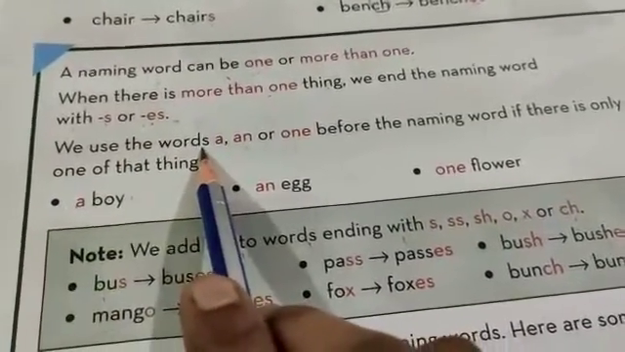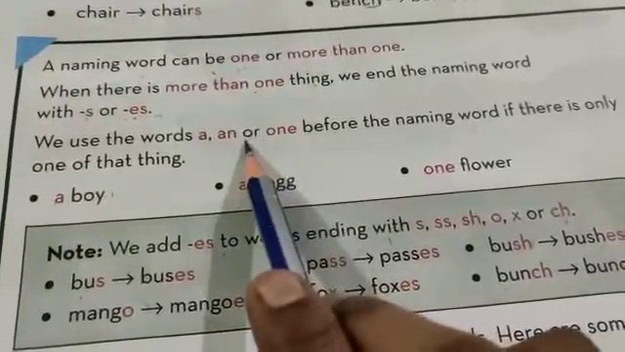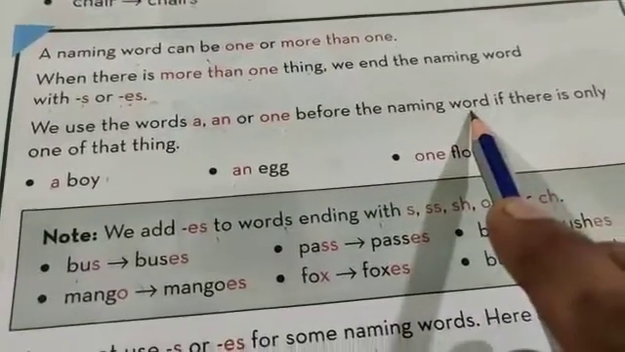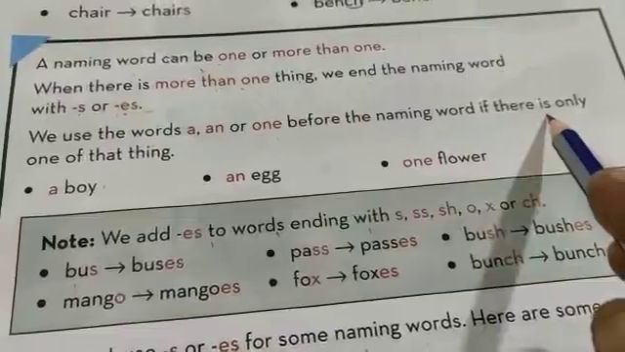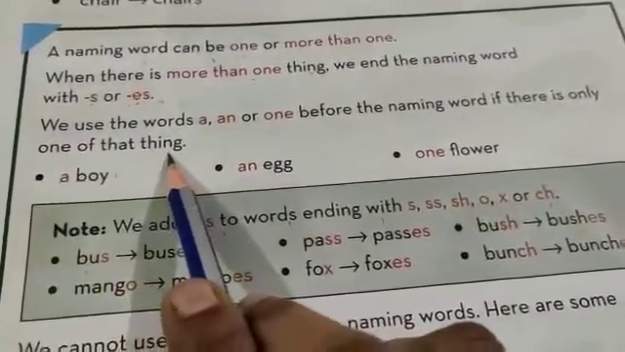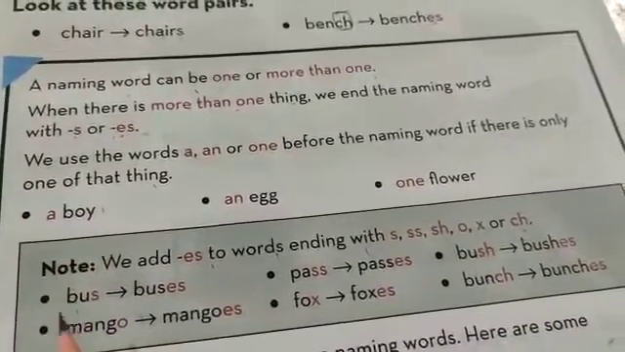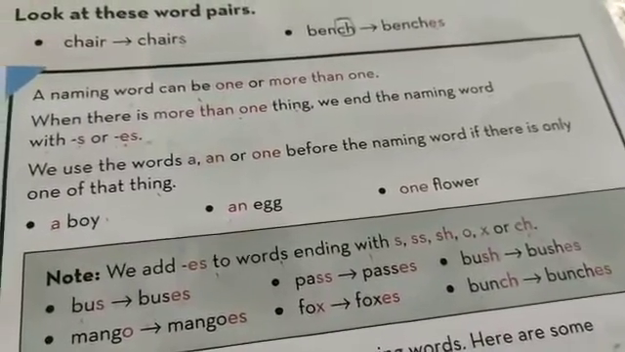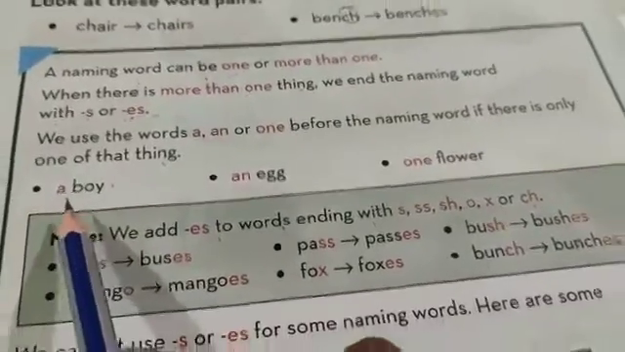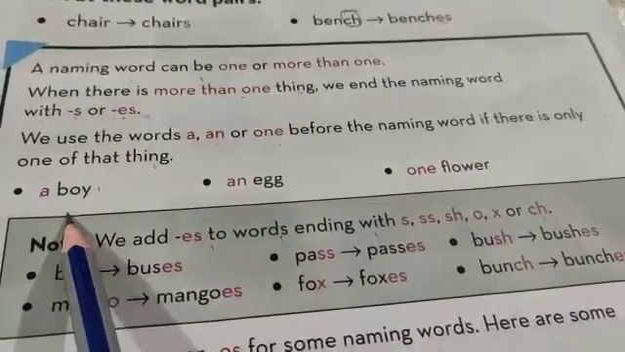We use the words a, an or one before the naming word if there is only one of that thing. That means, children, we had learnt when we were learning in English 1, that is the use of a and an. We had learned that we use a and an only before the singular nouns, isn't it?